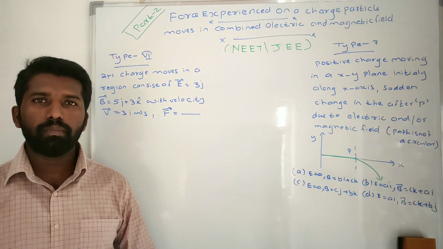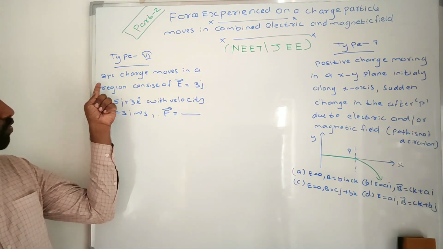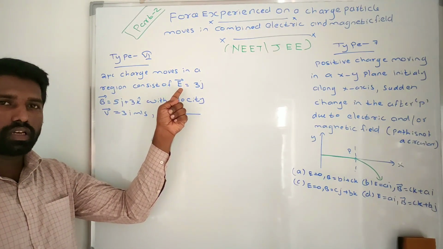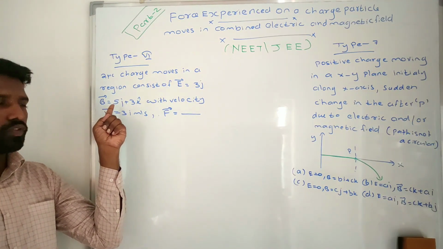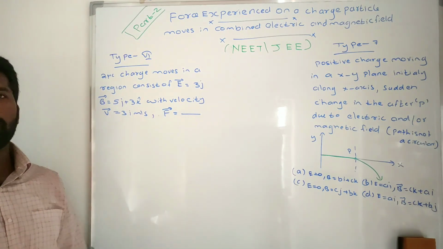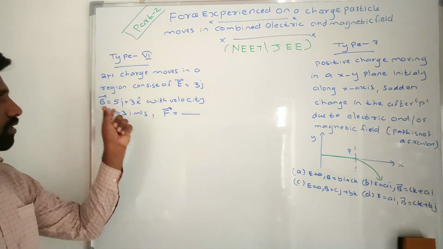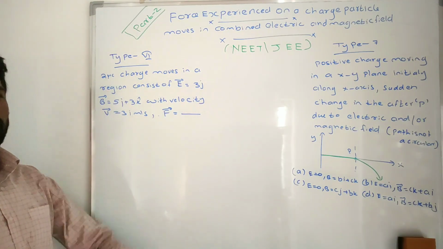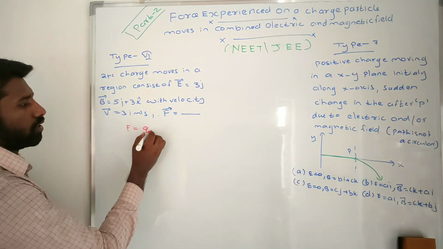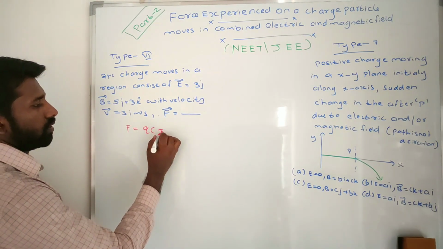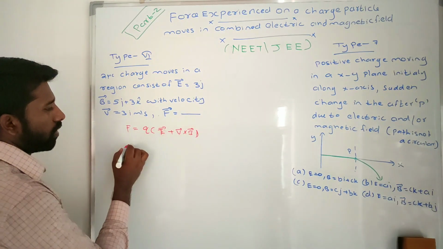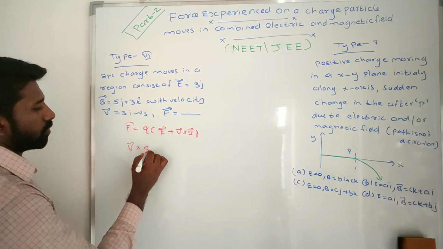Now we will see type 6. A 2 microcoulomb charge moves in a region consisting of electric field E is equal to 3j and magnetic field B is equal to 5i plus 3k with a velocity V is equal to 3i. What about the force? Okay. So here you see that a charged particle moves in both electric and magnetic field. So it will experience a force F is equal to Q into E plus V cross B. Okay. So what about V cross B? I am going to find out.